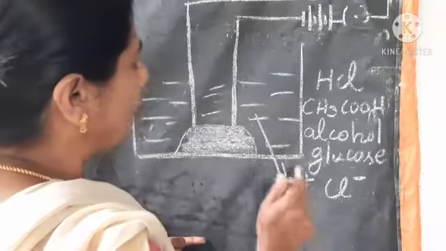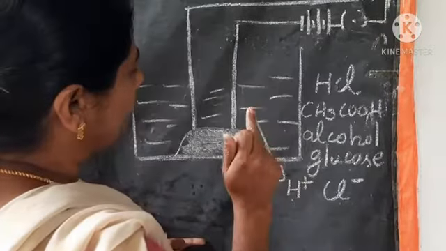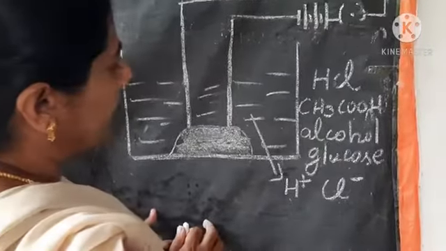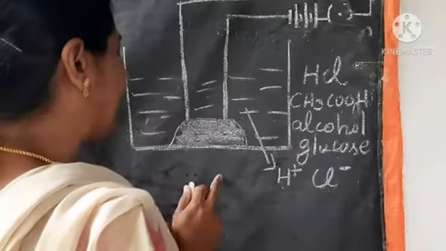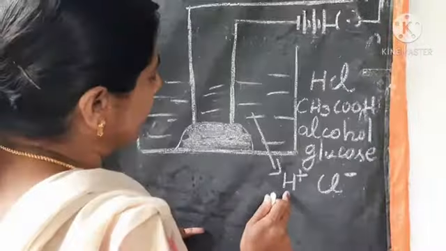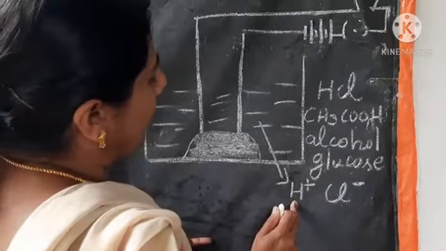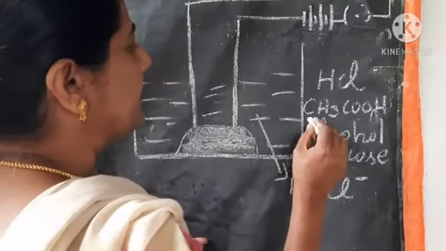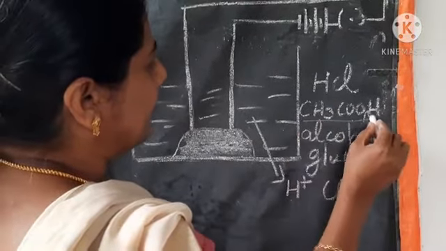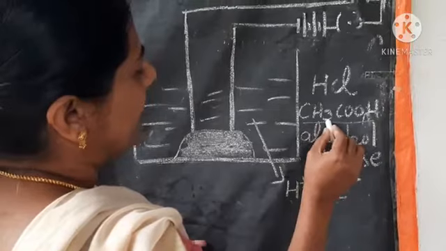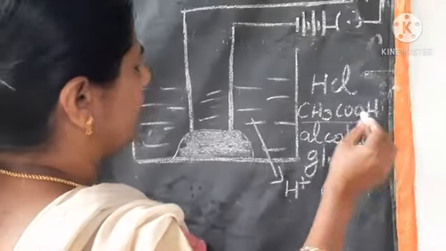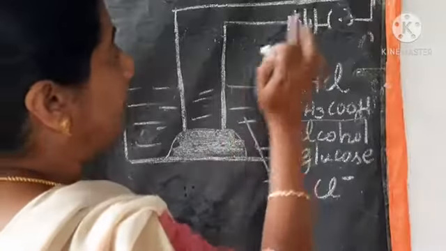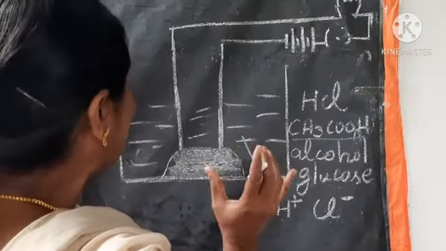It allows the electricity to pass through, so it conducts the electricity, and the bulb is glowing. So from this we can understand that H plus ions present in the solution are acidic in nature. Okay, next, instead of hydrochloric acid, if it is tested with acetic acid, CH3COOH, what will happen? Here also the bulb will glow, but the brightness will be less.